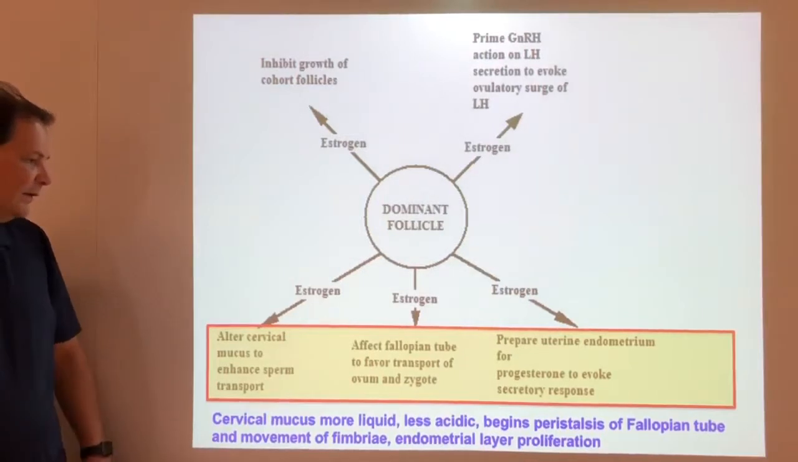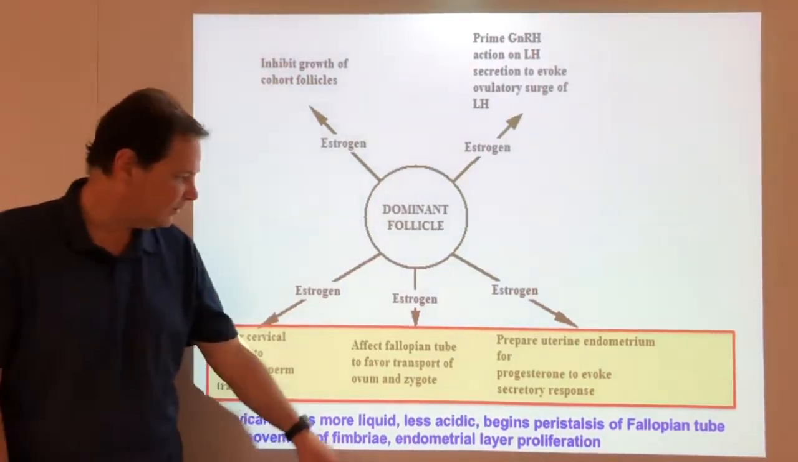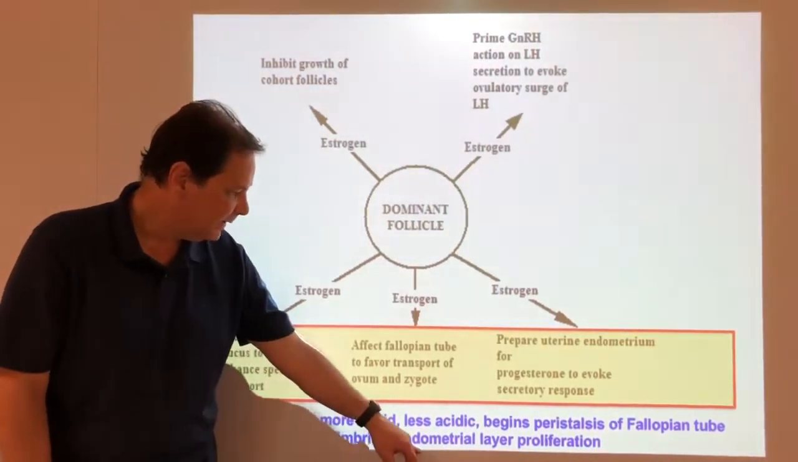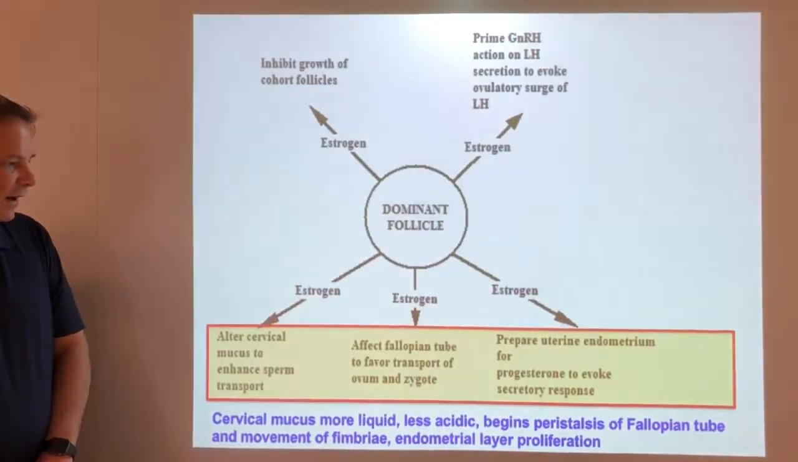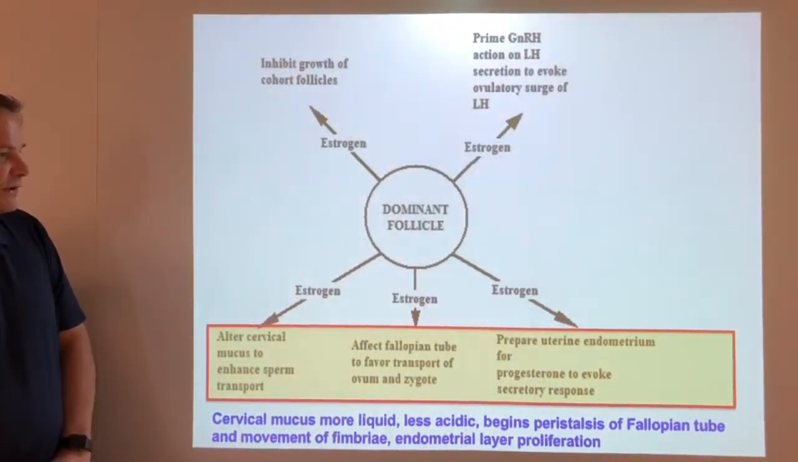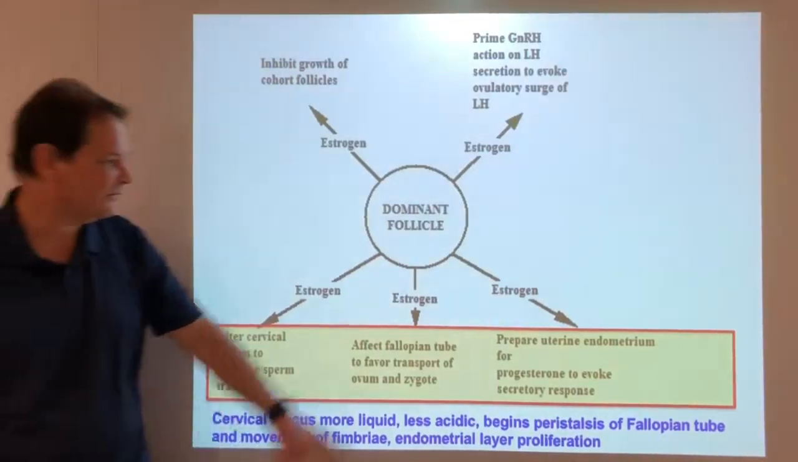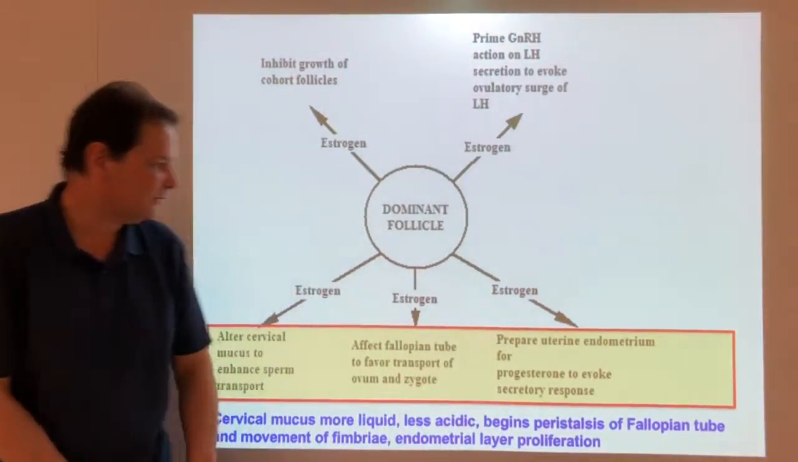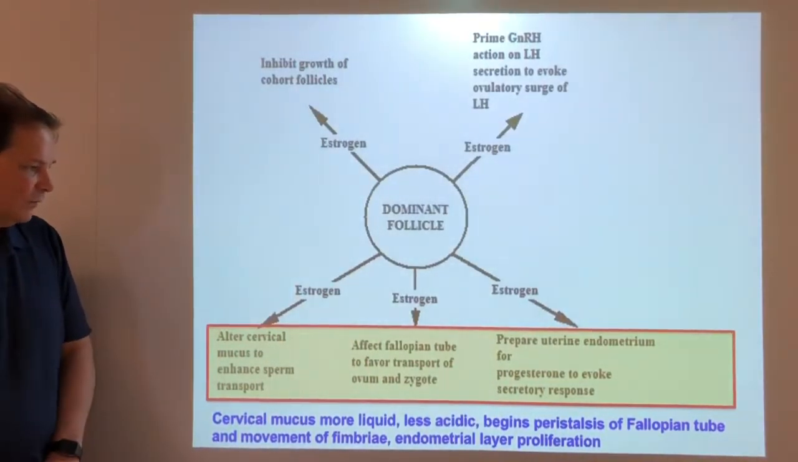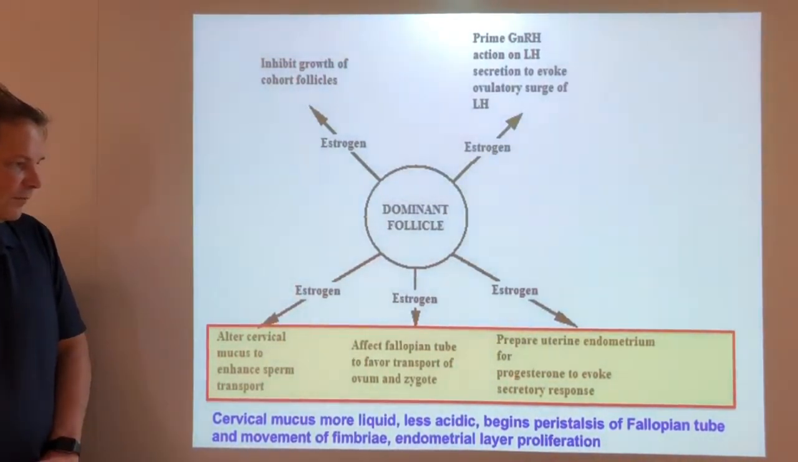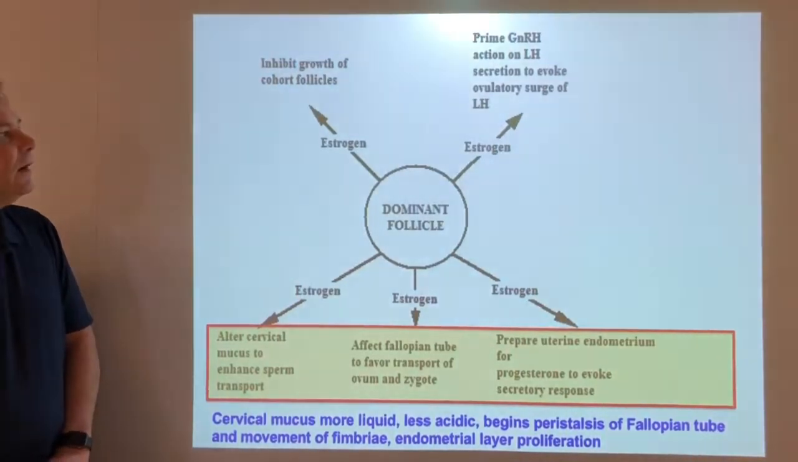And you have movement of the fimbriae here, which is stimulated by estrogen. And the endometrial layer proliferates under the influence of estrogen. It sort of prepares the uterine endometrium for progesterone, which is really going to be where a lot of this proliferation is stabilized.